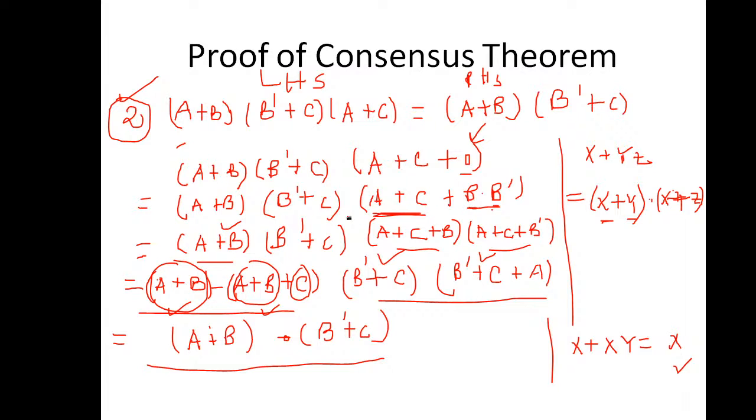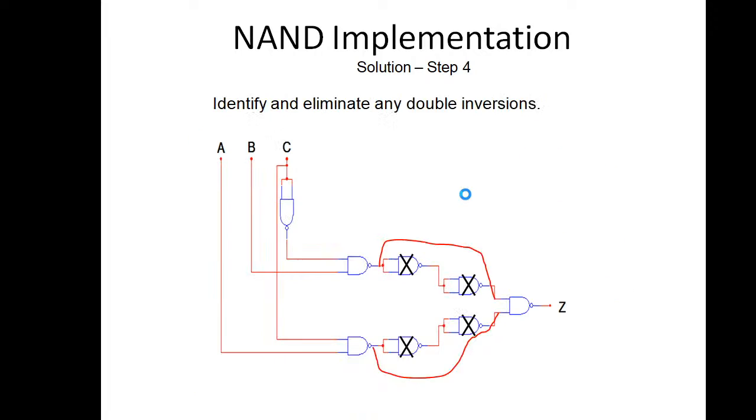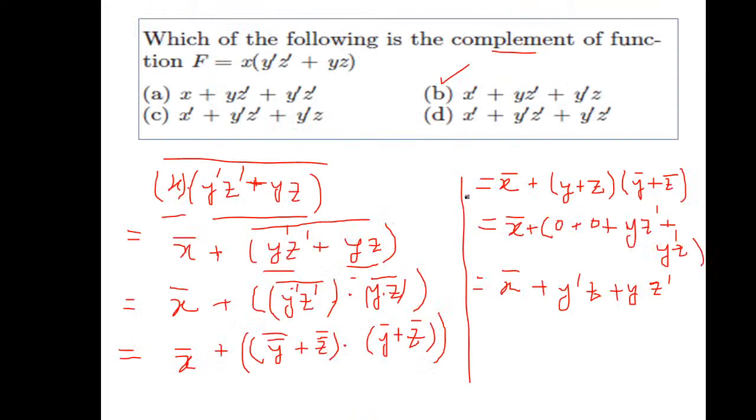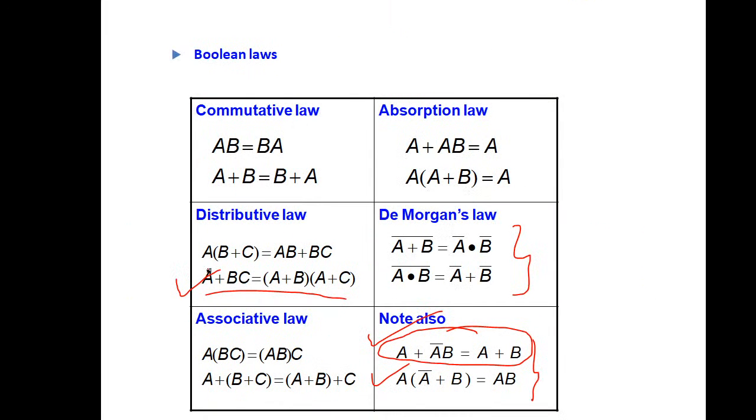I think so. Next, what I have done: there is a formula, x plus y into z. Which formula am I talking about? Please try to recapitulate the previous formulas also. See, I have ticked out this term. A plus bc, you can break it into a plus b into a plus c.